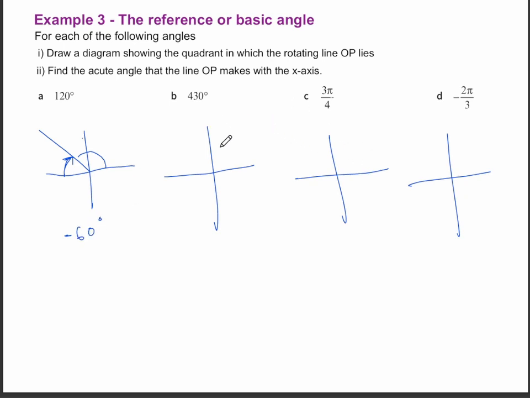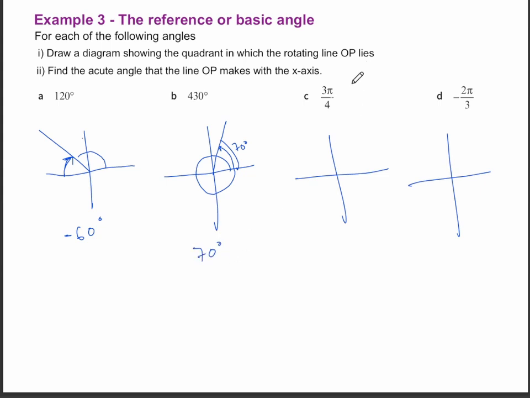The next one, 430 degrees, which is just 90, 90, 90, 90. We get 360. Then we want 70 degrees more, right? And we end up getting something like this. And the acute angle is going to be that 70 degrees, and it's going to be positive because it's anti-clockwise.